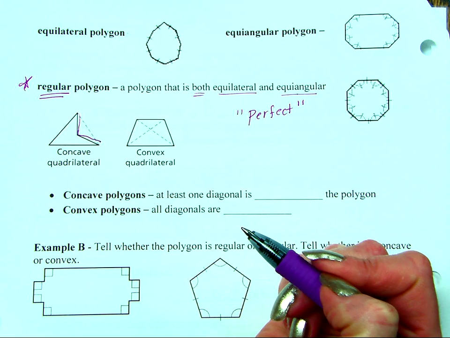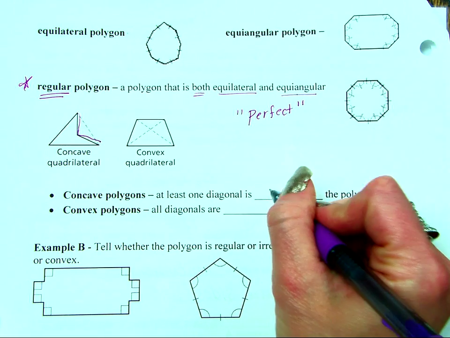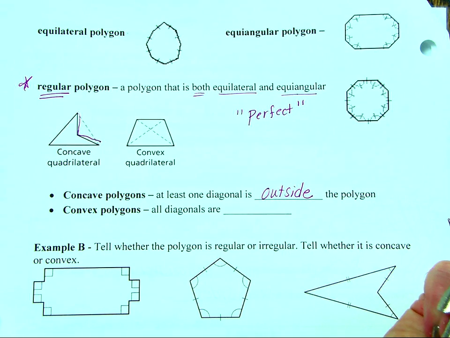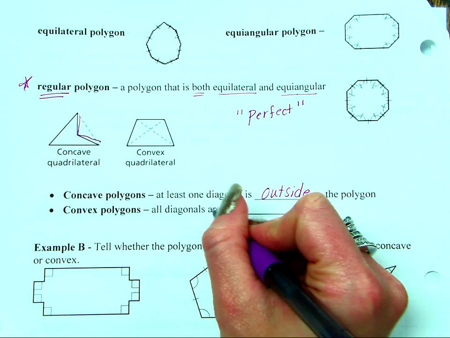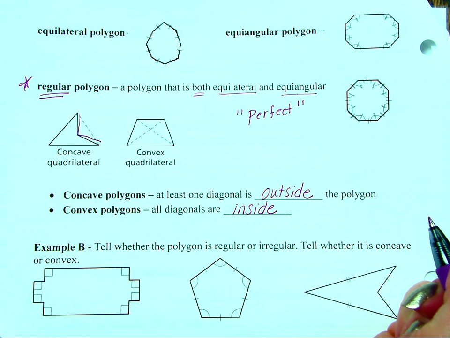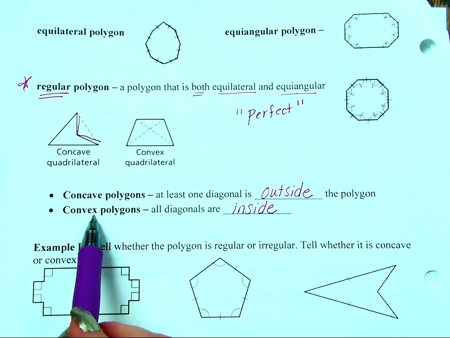Now, by formal definition, a concave polygon really means that at least one of its diagonals is outside of the figure. And for a convex polygon, all my diagonals fall inside the figure. Most polygons that we will discuss will be convex. Those are the polygons that you would see, again, on a poster.